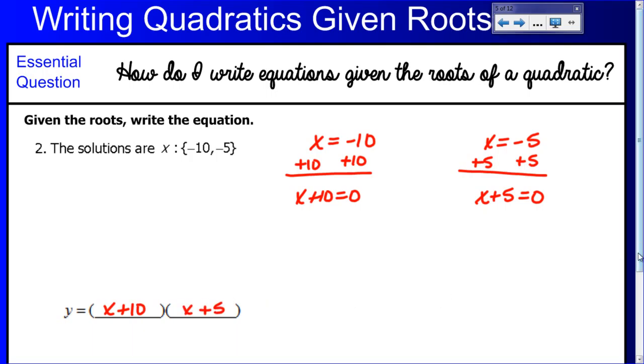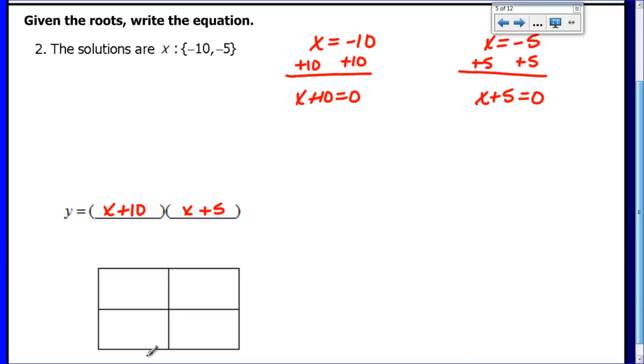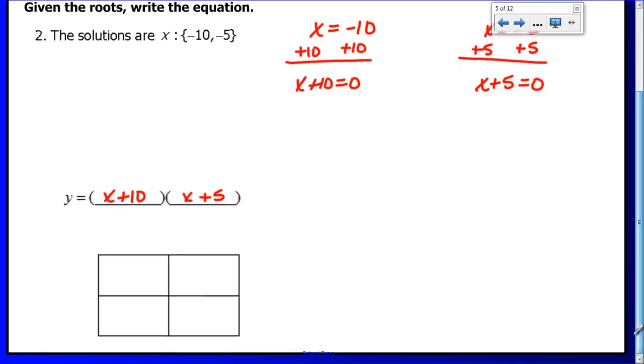And again, you can use the box if you want. There is one there for you if you need to draw it and plug everything in. So you have x and 10, x and 5, and then you just go square by square. So x squared, 5x, 10x, and 50.